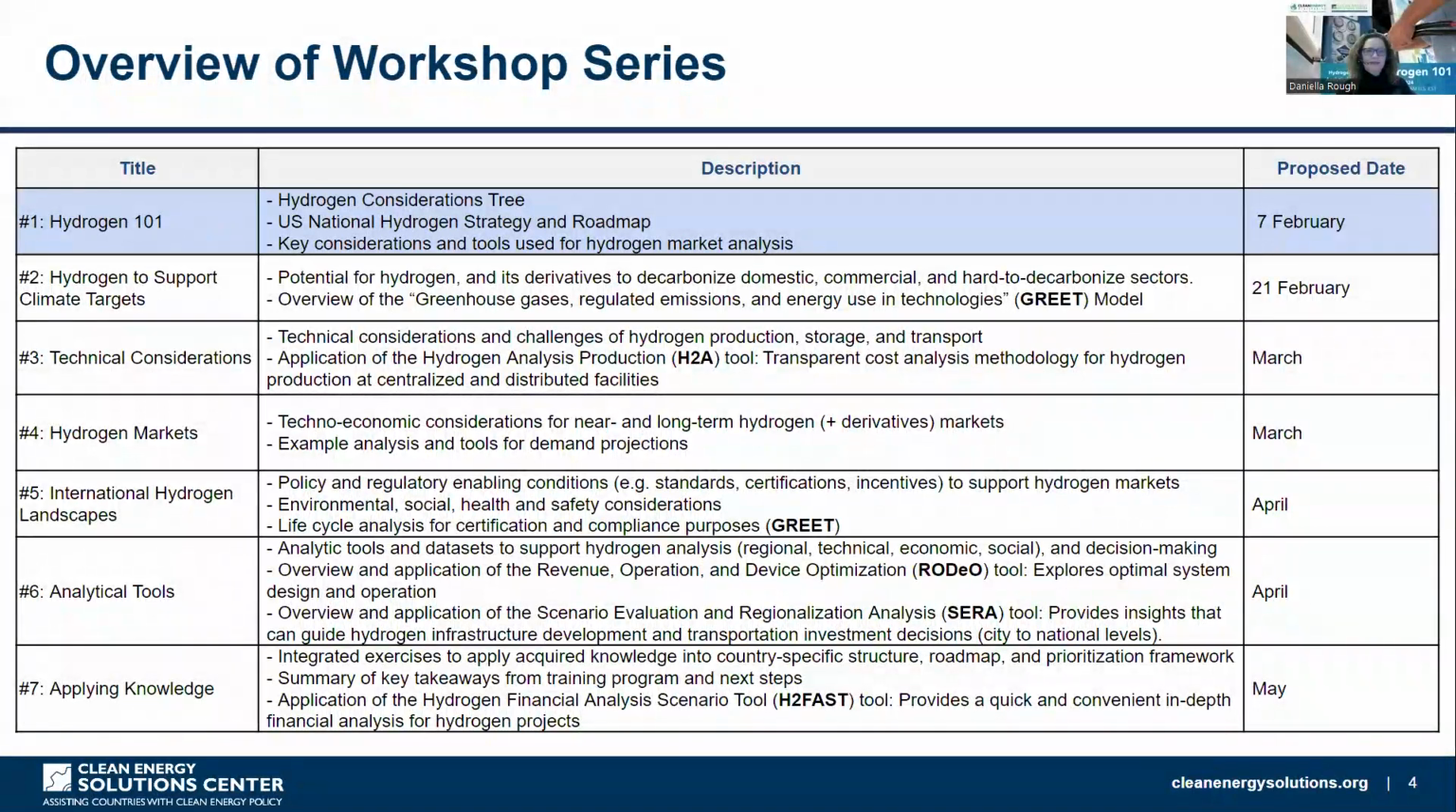Throughout the series, we have a format where we have 2 hours per workshop. We have 7 workshops in total. And within each workshop, we hope to present at least one open source tool that has been developed by the national labs of the Department of Energy of the United States of America. These tools are really designed to help you understand from a more analytical standpoint all of these different considerations and aspects of clean hydrogen markets.